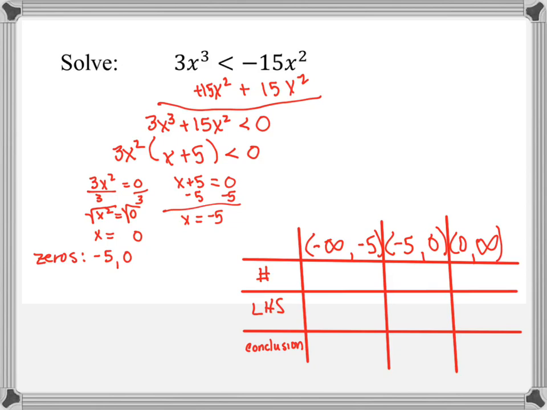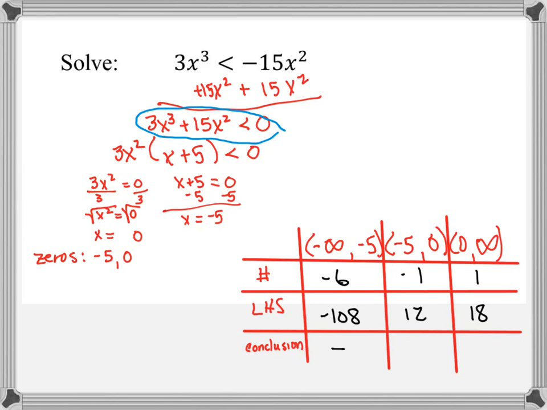The number I will choose in the first interval, again, you can choose any number you want. I'm choosing negative 6. In the second interval, I'm choosing negative 1. In the third interval, I am choosing positive 1. If I were to substitute those into this inequality to figure out the left-hand side, I would get negative 108 for that negative 6. When I substitute in negative 1, I will get 12. When I substitute in positive 1, I will get 18.